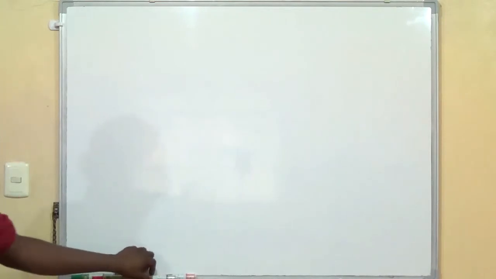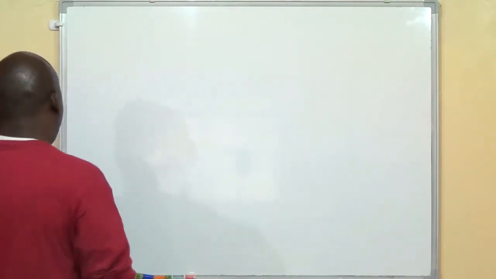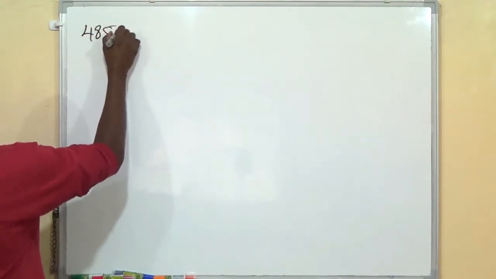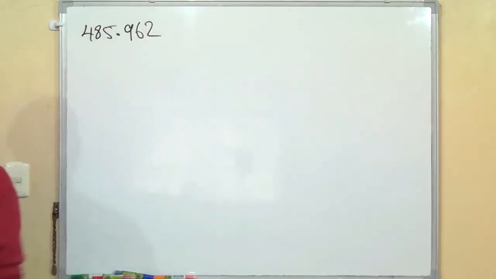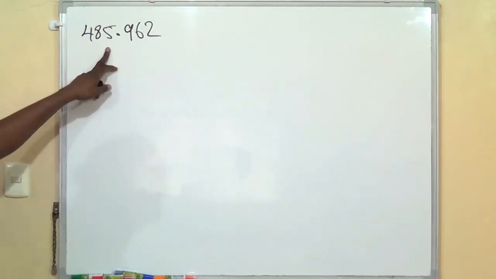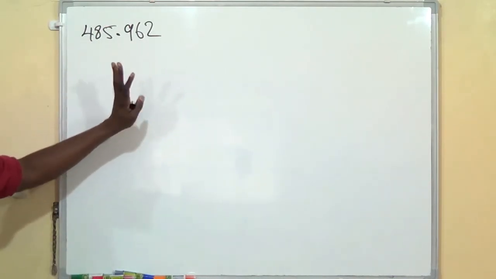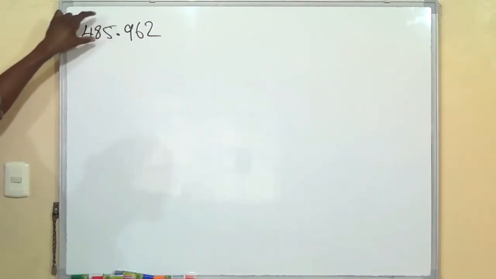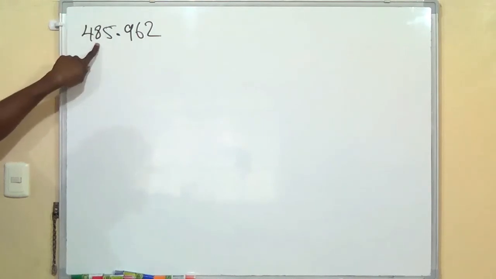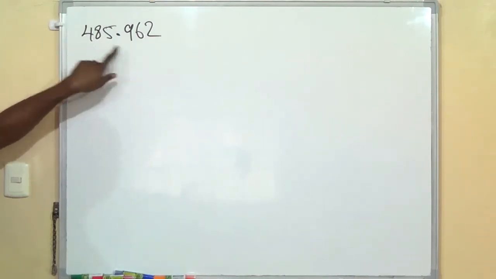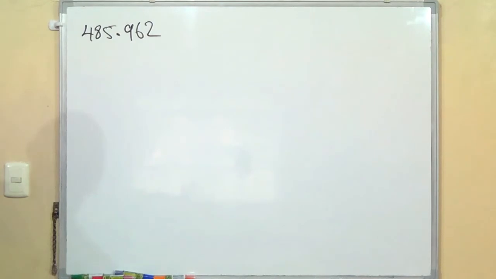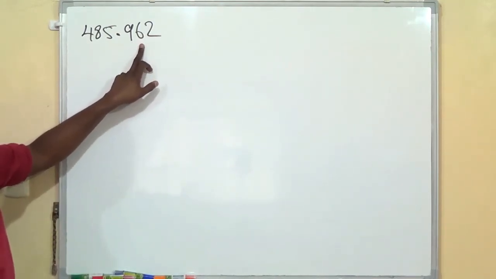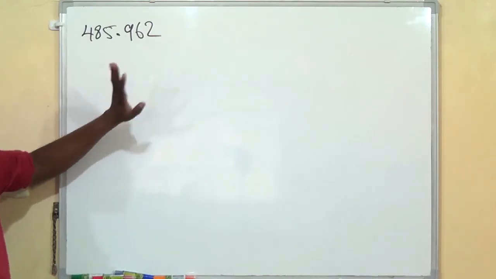So let us say we have a random number, let us say we have the number 485.962. That is something that we could all recognize. We know that this is 5 units, we know that this is 8 tens, and we know that this is 4 hundreds. We know that this is 9 tenths, as in 9 over 10. We know that this is 6 hundredths, as in 6 over 100. And we know that this is 2 thousandths, which is 2 over 1,000.